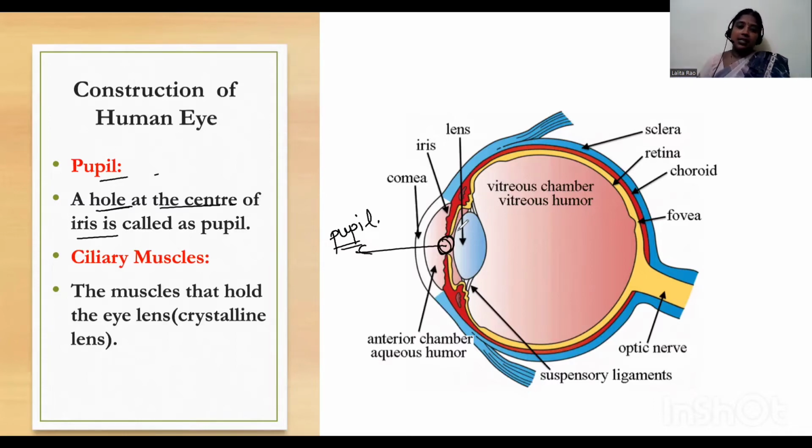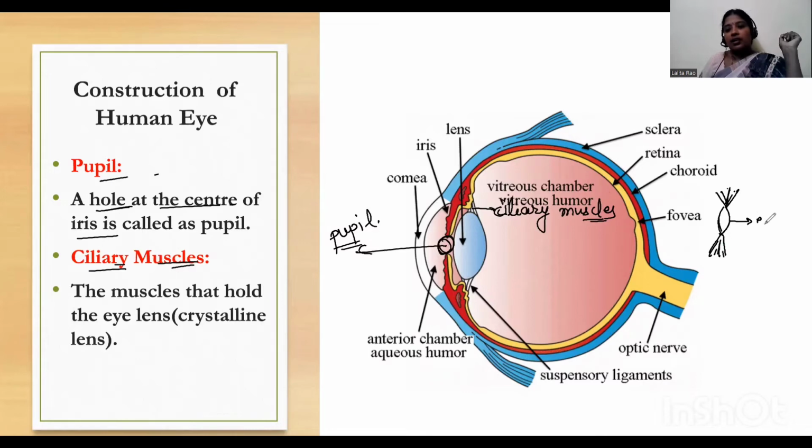Then next to it are the ciliary muscles. These are these muscles. Their function is to hold the eye lens. You can see this is the eye lens, and it is convex in shape. So the ciliary muscles hold this eye lens.